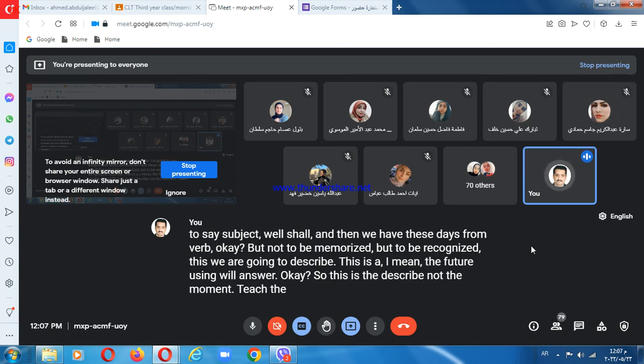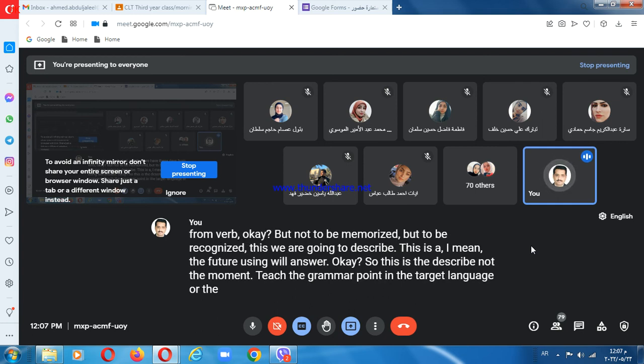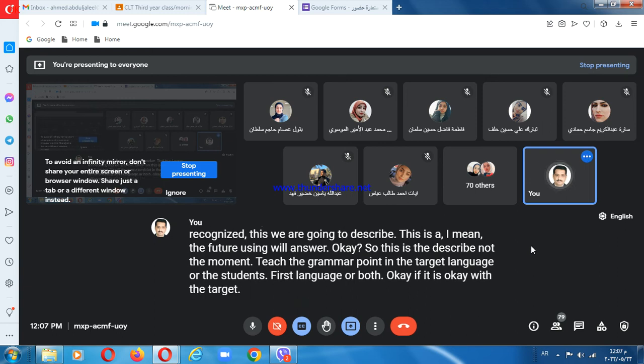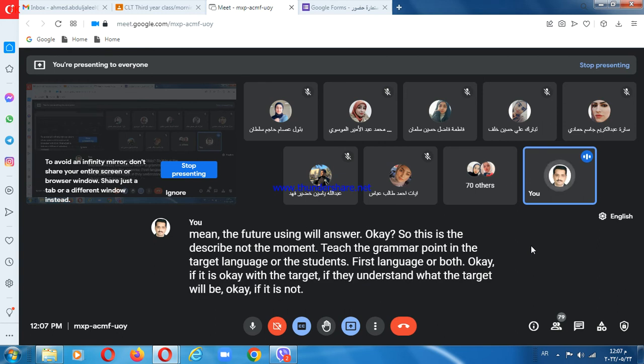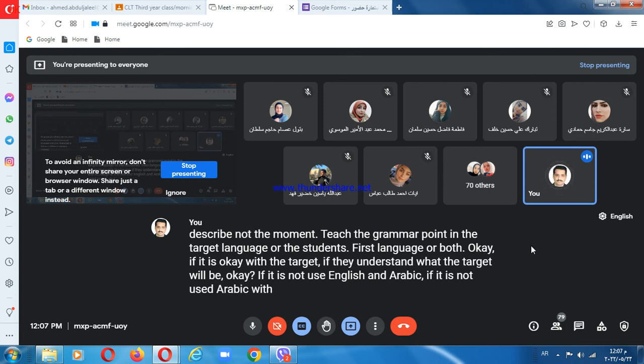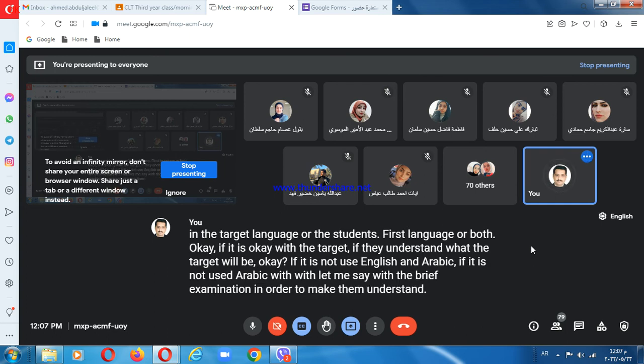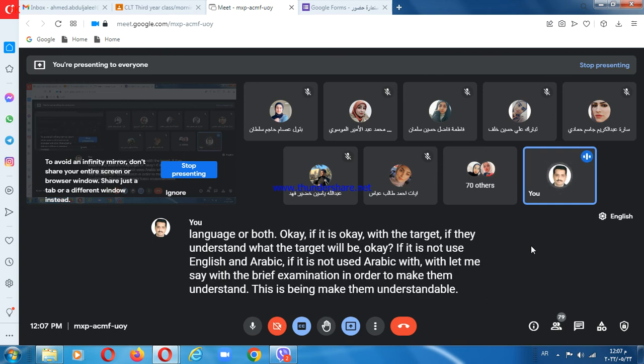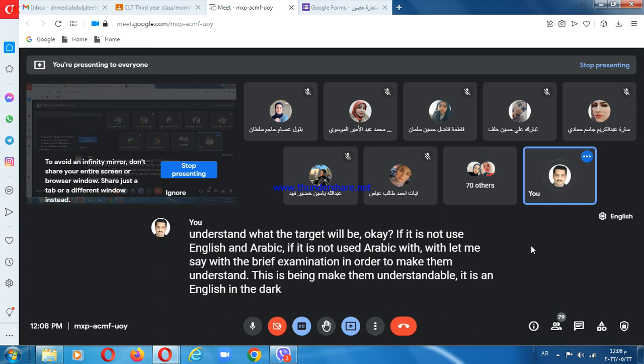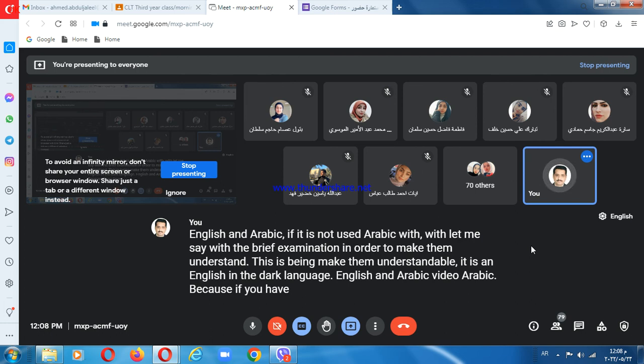Teach the grammar point in the target language or the student's first language or both. Okay, if they understand with the target, it will be okay. If it is not, use English and Arabic. If it is not, use Arabic, let me say, with a brief explanation in order to make them understand. This is the aim: make them understand the rule. If it is in English, in the target language, it will be okay. English and Arabic will be okay. Arabic, because if you have a problem making them understand, it will be accepted.